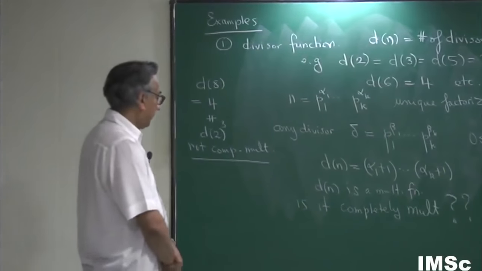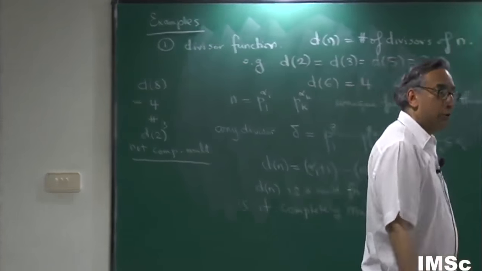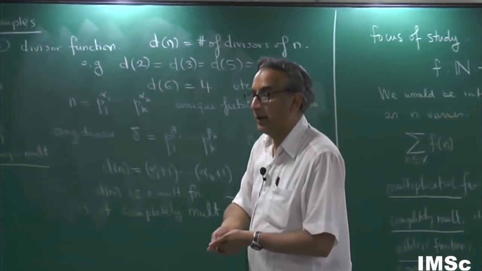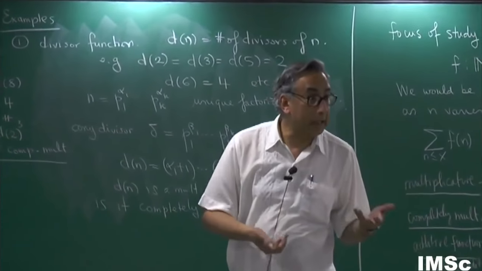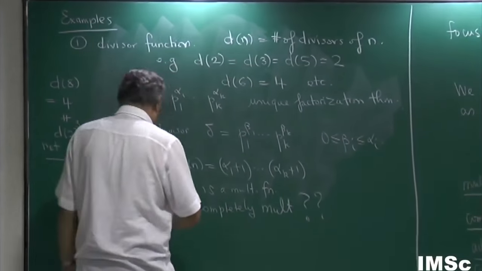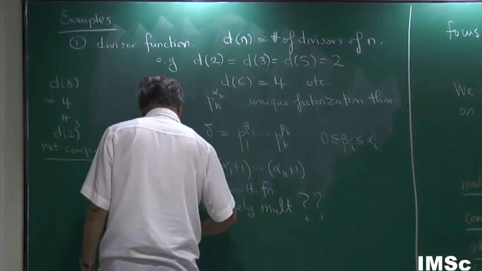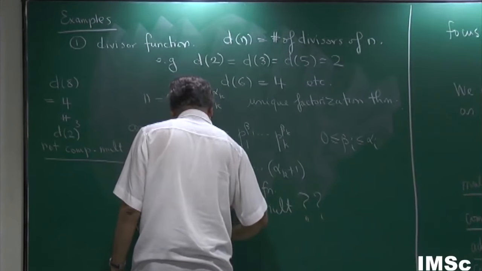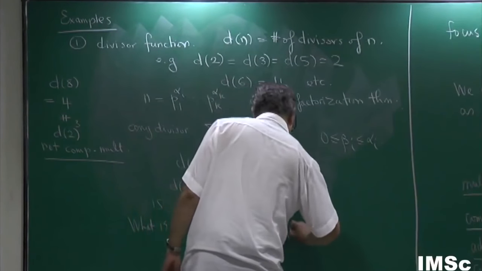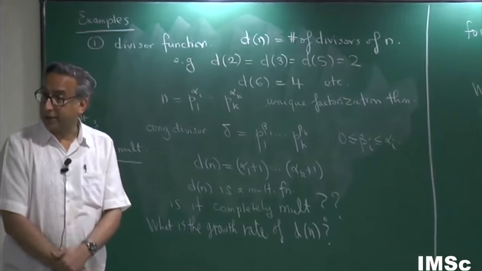We may want to study several things. So this is what number theorists do. Once you give me an arithmetical function, you try to study this function from many, many different angles. And one of them is how fast does this grow? What is the growth rate of d of n? We'll try and figure out how fast it is growing.